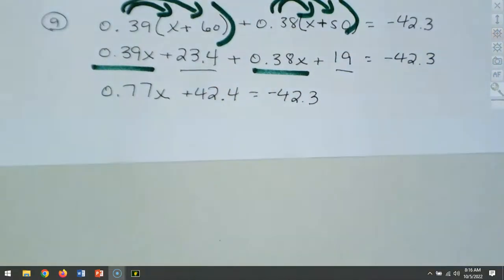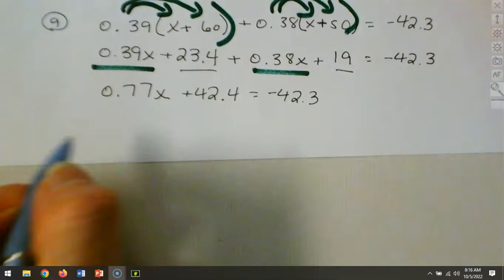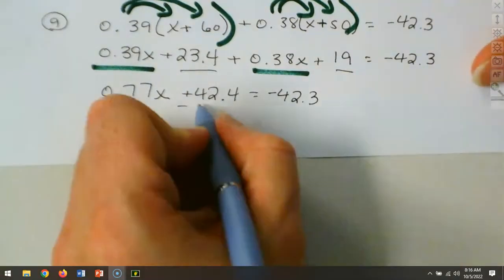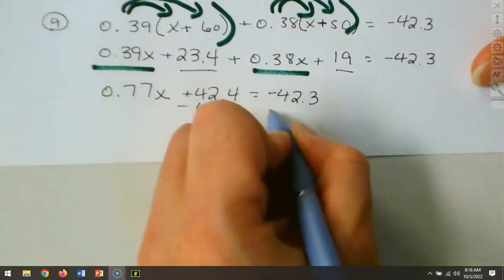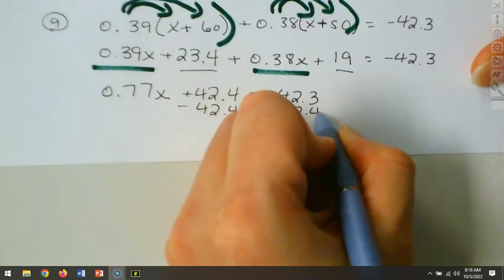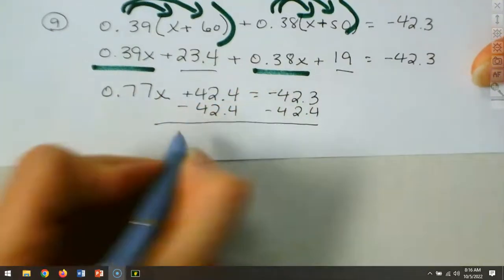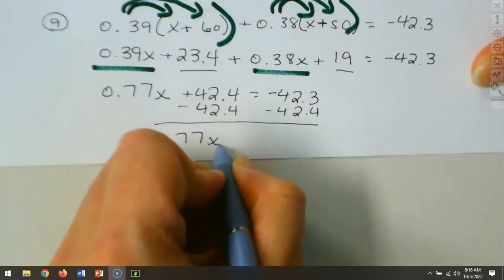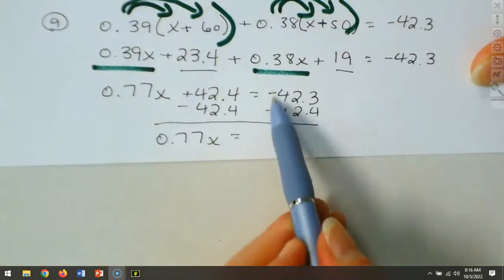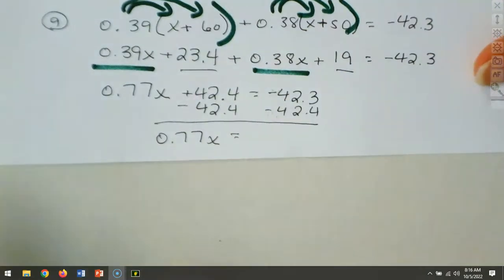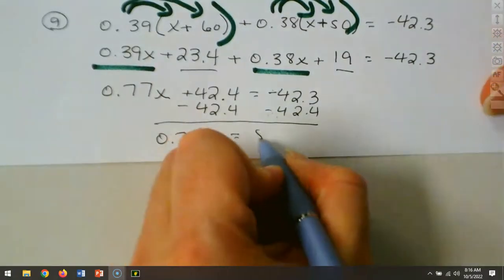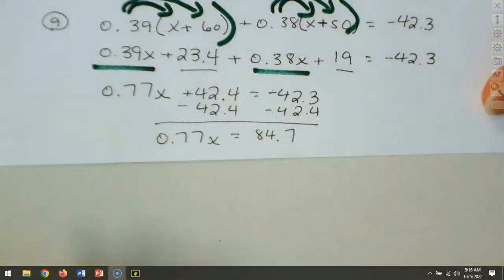Is everyone okay with that so far? Now, we just did one of these in 2.1. What do we now need to do? We now need to move that 42.4 over. It's addition, so the opposite of that addition is going to be subtraction. Now we have 0.77x. These have the same sign, right? So they go together. Just add them together. And we've got 42.3 plus 42.4. That gives you 84.7. And how do we finish it?